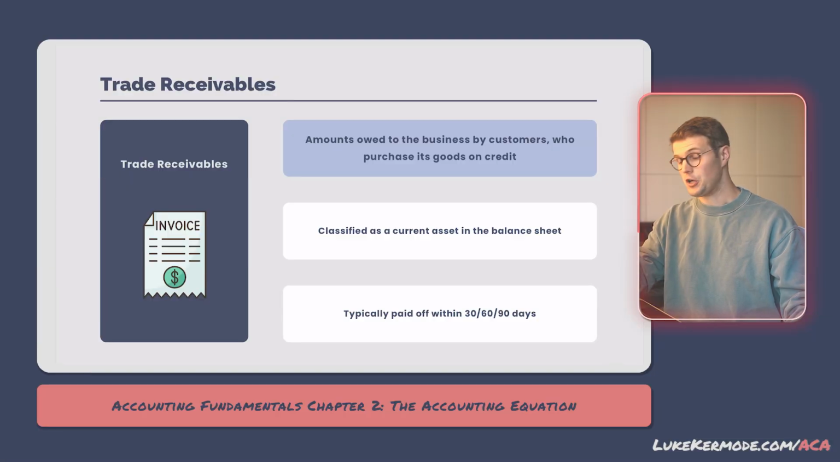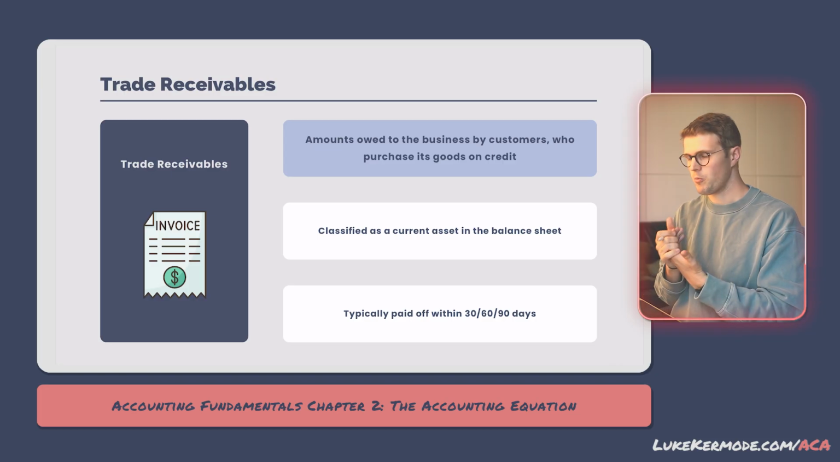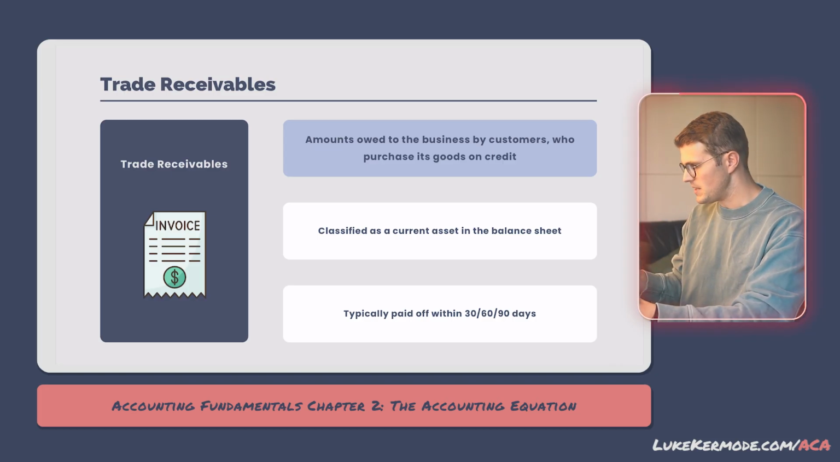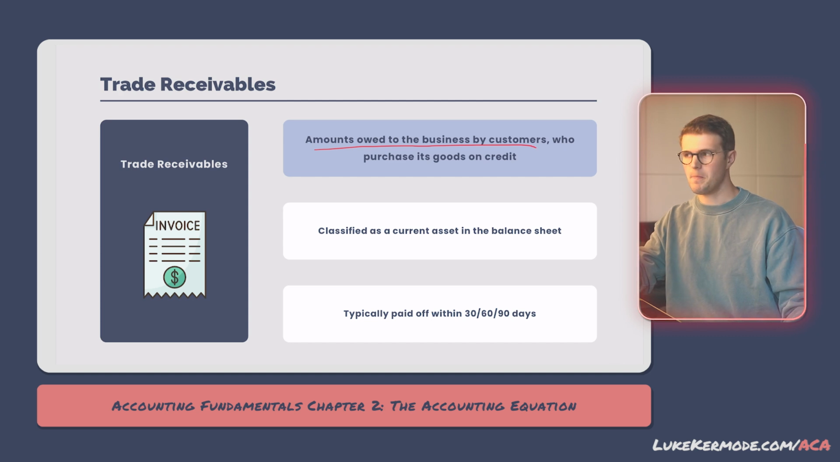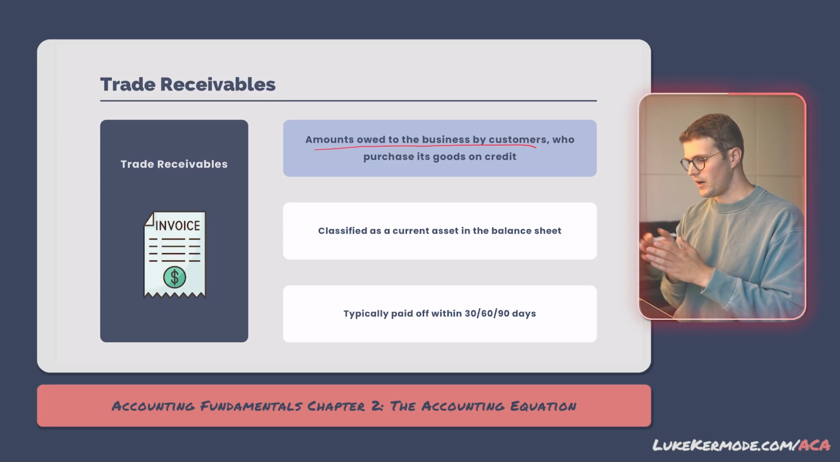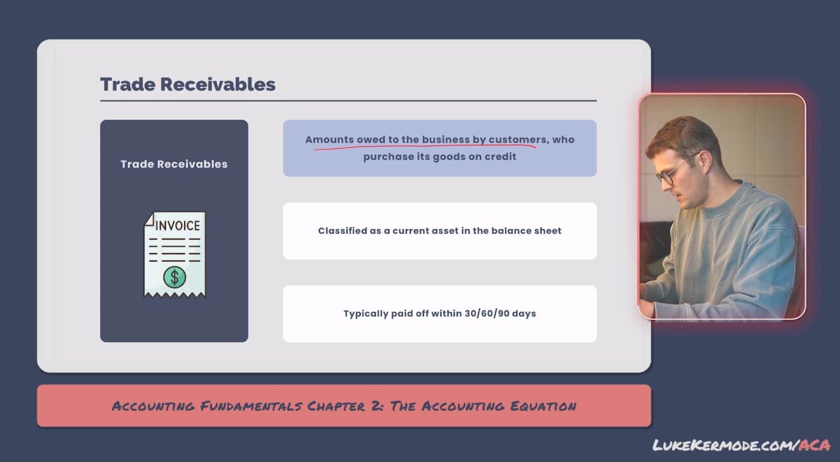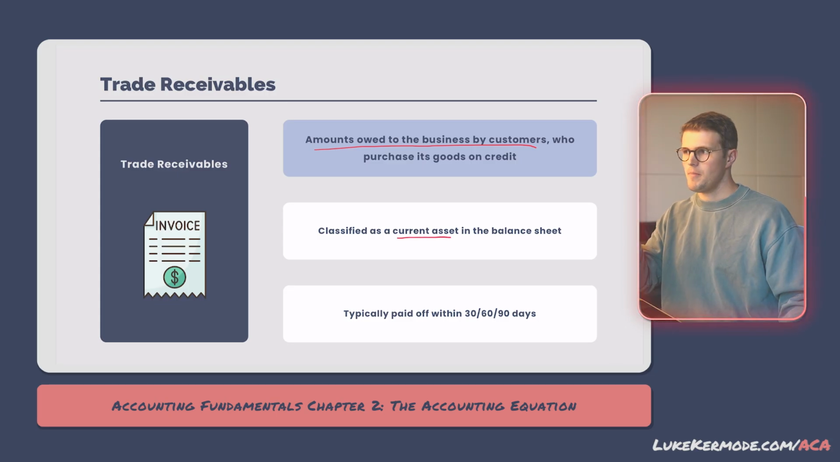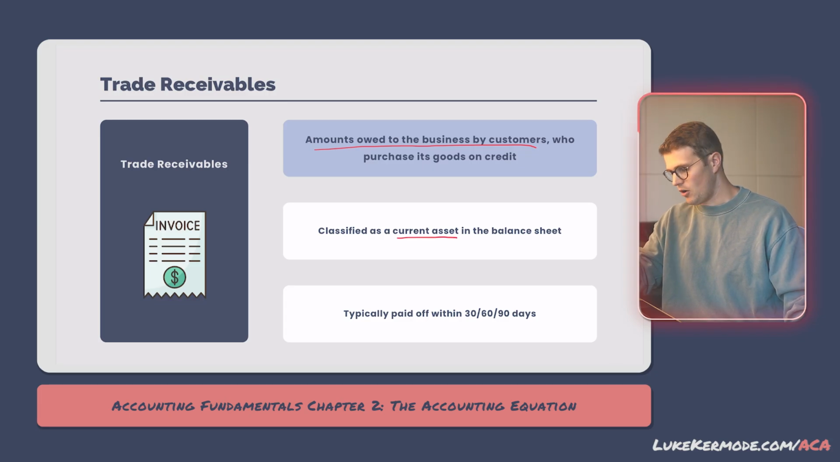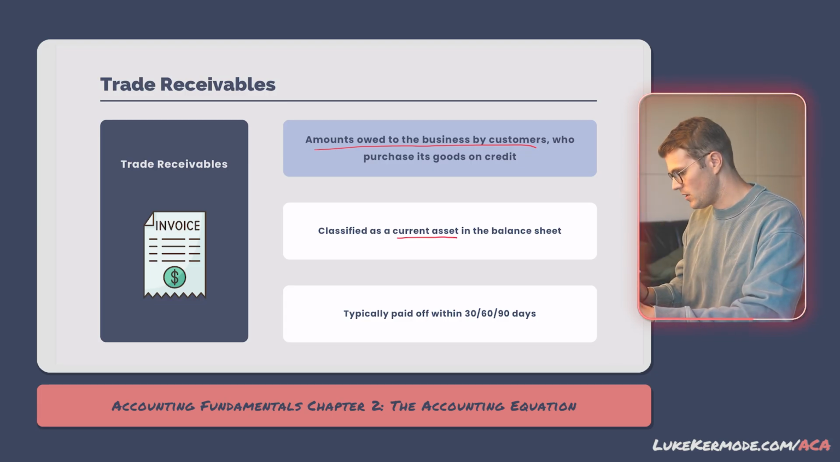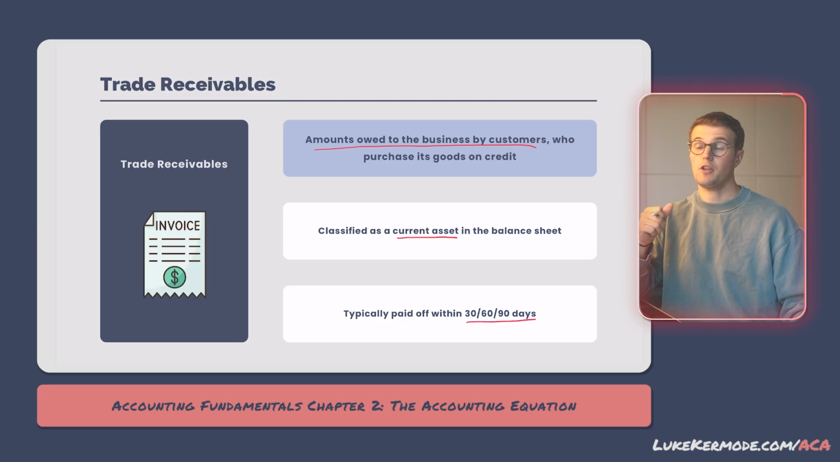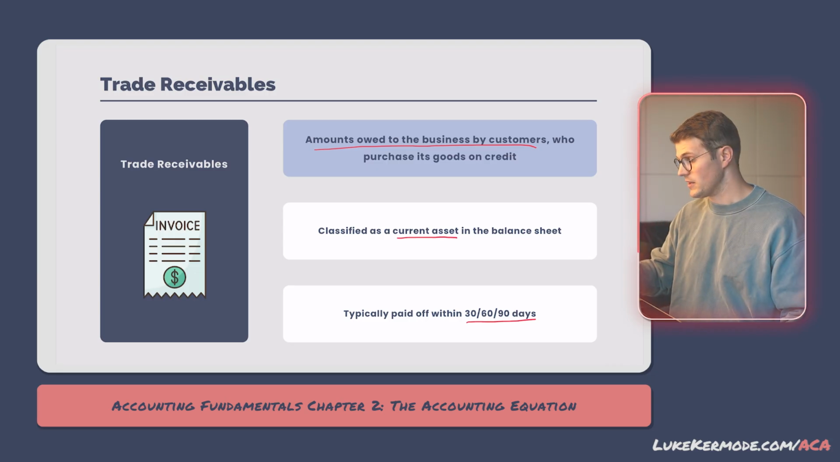Let's now take a closer look at trade receivables. Trade receivables represent amounts owed to the business by its customers, usually because the business has sold goods or services to them on credit. In accounting, we classify trade receivables as a current asset because they're typically expected to be paid off within 30, 60 or 90 days, depending on the credit terms agreed with the customer.